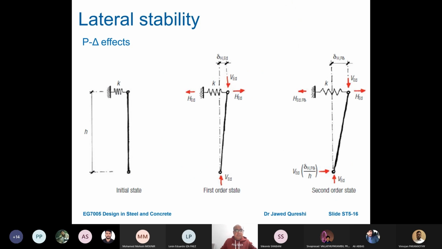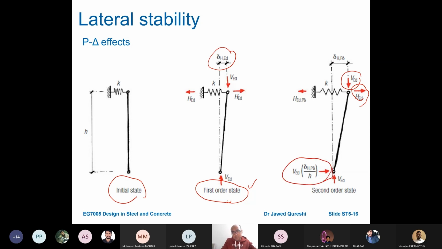Now here you can see P delta effects. This is the initial state, and then again you have first order analysis. So when the structure is under the action of horizontal and vertical load, if it is not causing a lot of deflection due to the applied load, then we carry out linear analysis. If the vertical force is high and the horizontal force is really high, then it will cause very high deflection, and this vertical load is going to cause some kind of moment. That moment has to be resisted by the reaction over here. This is what we call second order effects or P delta effects.